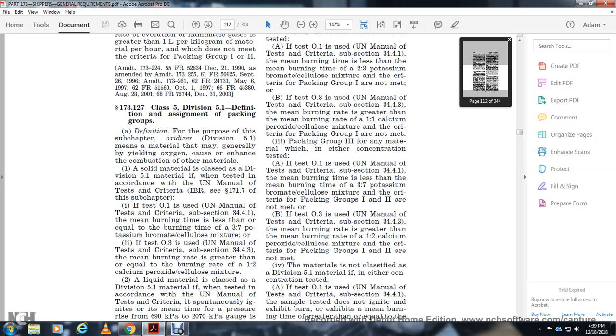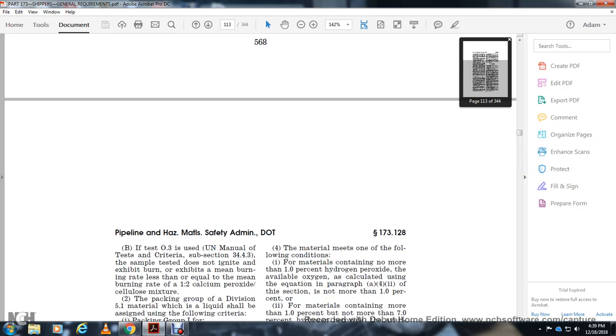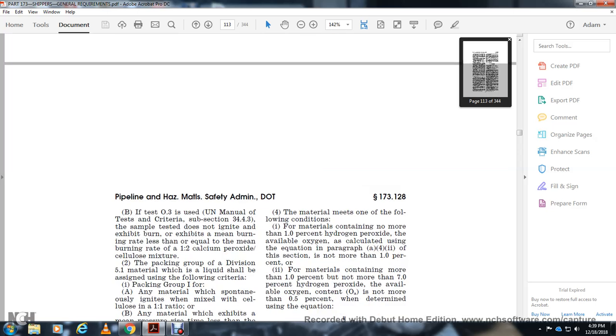The material is not classified as Division 5.1 if, in the concentration tested, in test O.1 of the UN Manual of Tests and Criteria, subsection 34.4.1, the sample tested does not ignite and burn, or exhibits a mean burning time greater than or equal to the mean burning time of the 3:7 potassium bromate cellulose mixture. Also, in test O.3, subsection 34.4.3, the sample tested does not ignite and burn, or exhibits a mean burning rate less than or equal to the mean burning rate of the 1:2 calcium peroxide cellulose mixture.